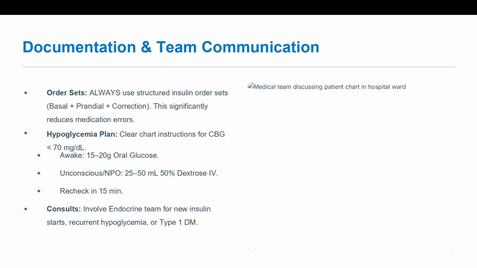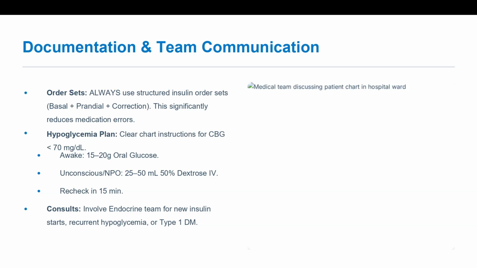So, documentation: always use structured insulin order sets, basal, prandial plus correction. This significantly reduces medication error. Always instruct the ward staff, the patients, the attenders or the ward doctors to prevent hypoglycemia. Clearly chart instructions for CBG less than 70.